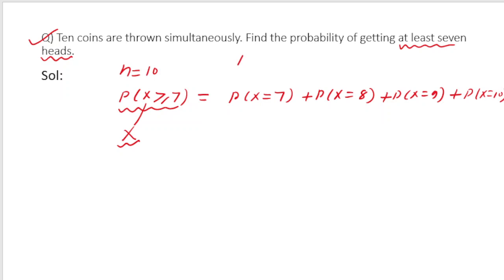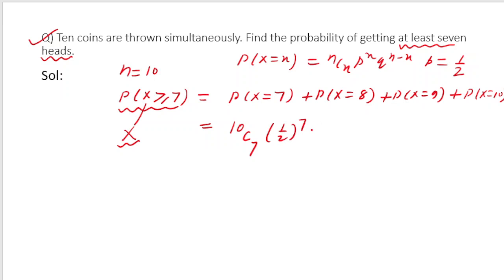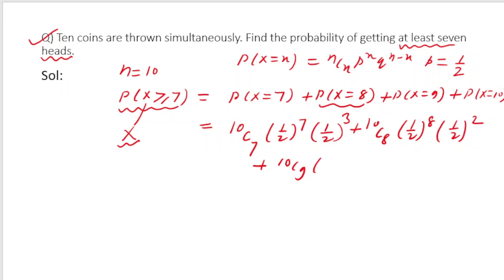And we know the formula, probability for x is equal to x is given by nCx p to the power x q to the power n minus x. So this will be what? Here n is 10, so 10C7. P, the probability of getting a head, which I am calling success, is of course 1 by 2, no discussion about that. So that is 1 by 2 to the power 7, and q, the probability of getting a tail or failure, is also 1 by 2, it remains same, so that is also to the power 3. Plus, for x is equal to 8, 10C8, probability of success 1 by 2 to the power 8, probability of failure 1 by 2 to the power 2. Plus, 10C9, probability of success 1 by 2 to the power 9, probability of failure 1 by 2 to the power 1.